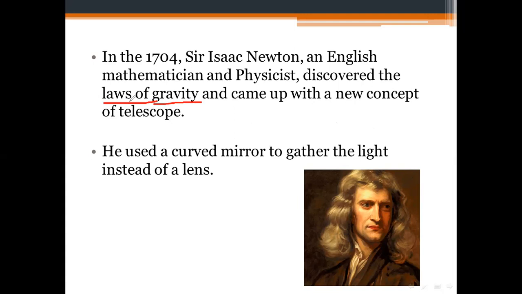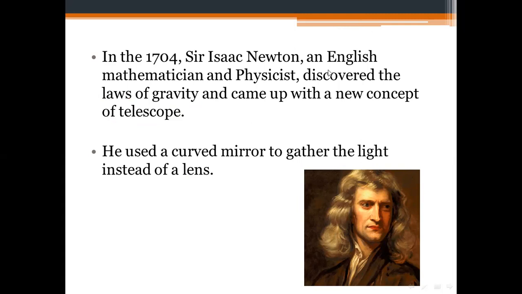He made some enhancement and improvement in the same telescope that we had. He used a curved mirror to gather the light instead of a lens. So instead of having a lens to have the light, he used mirrors to have light. So that's the improvement that he put in the telescope. Instead of the lens, putting what? Mirrors.